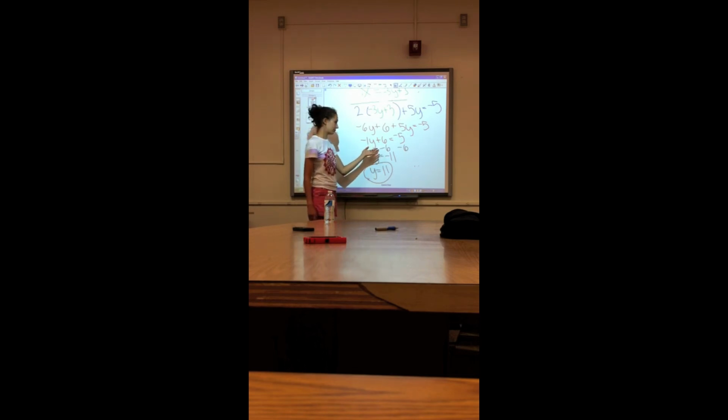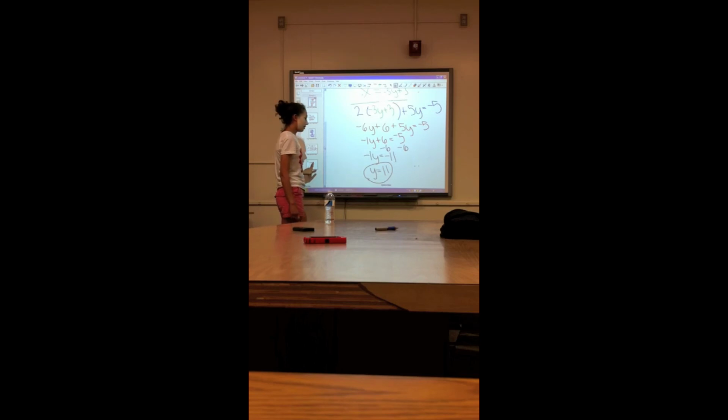I start with inverse operations to solve for y. So I subtract 6 from both sides. So it's -1y equals -11. So I divide by -1 on both sides, and it's y equals 11. And that is our y coordinate.